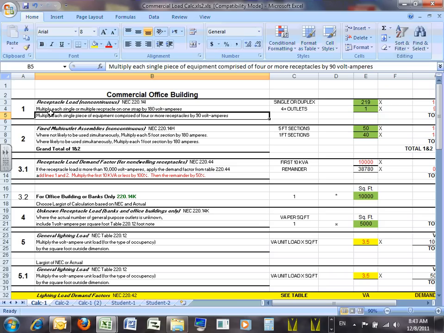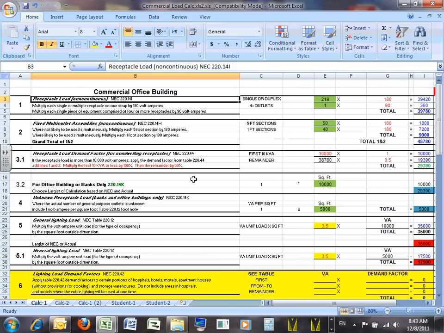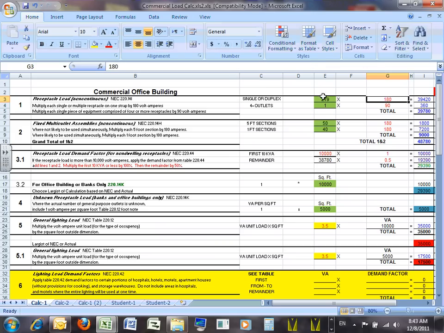So the first big chunk of load that you guys are going to be dealing with, as you can see over here, is receptacle load. For receptacle loads, I want you guys to look at 220.14(I). This is receptacle loads. The code allows for every receptacle in a commercial building that you allocate 180 volt-amps. Commercial, we're not talking residential here.